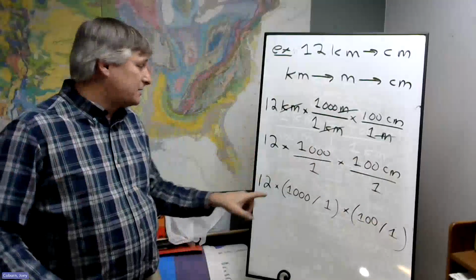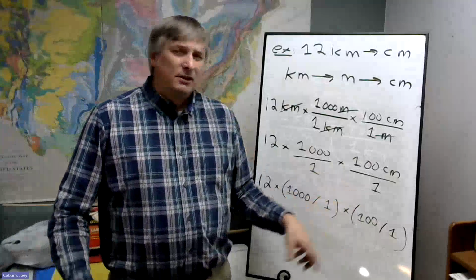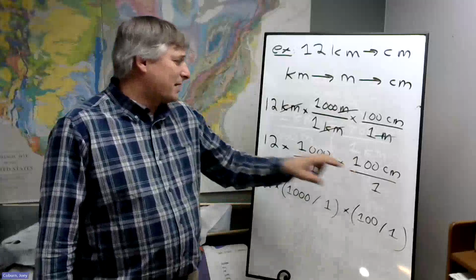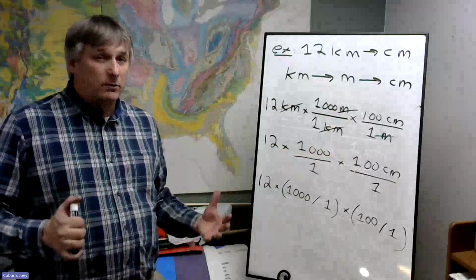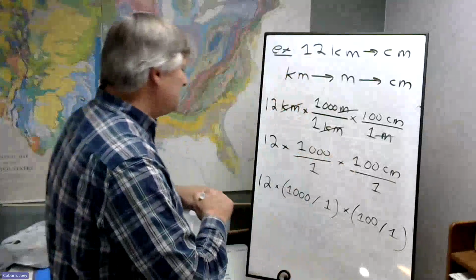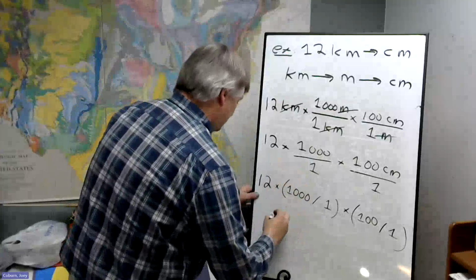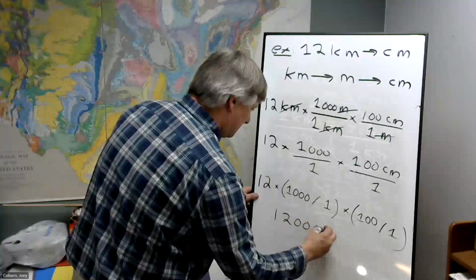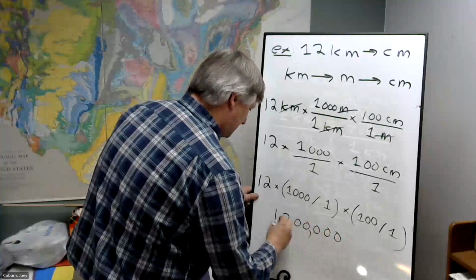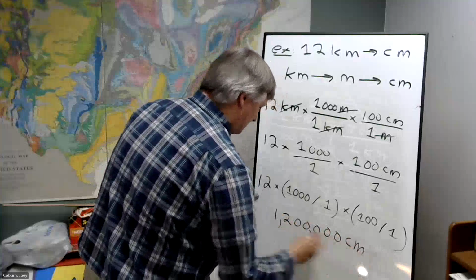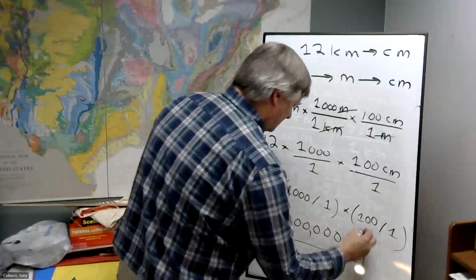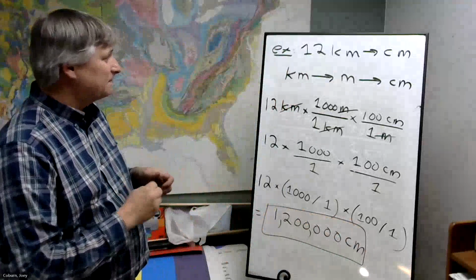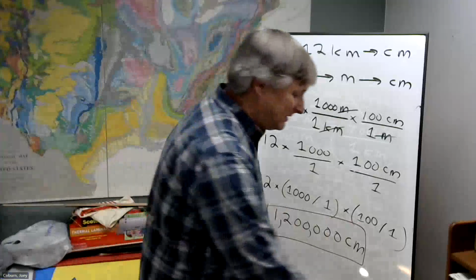Now you might recognize that dividing by 1 doesn't change anything. So we could just do 12 times 1,000 times 100. Either way will work. If you do that, what you're going to get is 1,200,000 centimeters. And that's it.